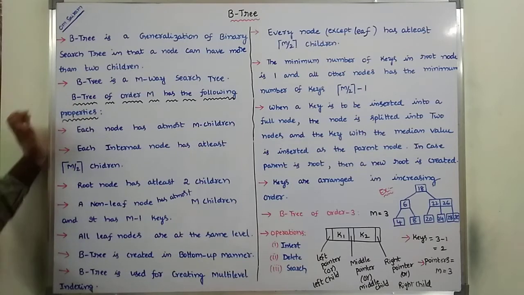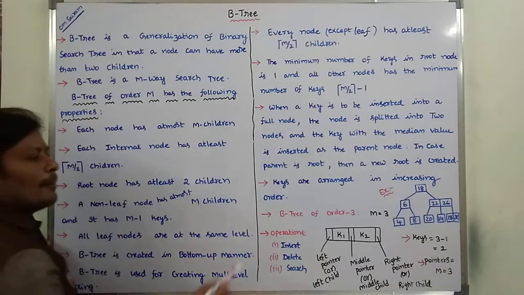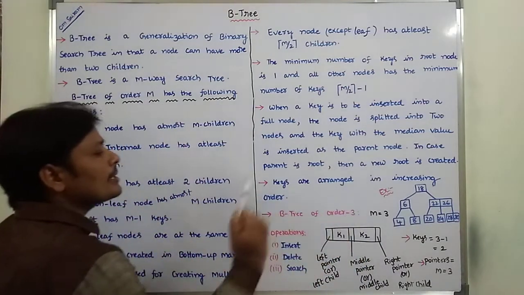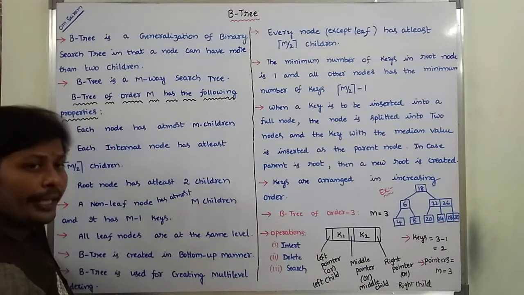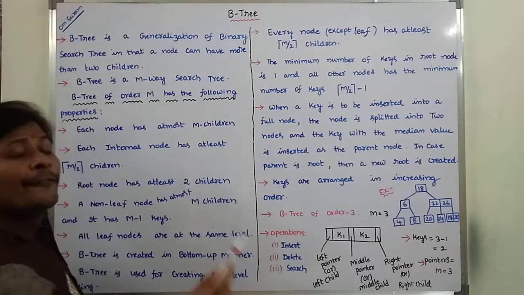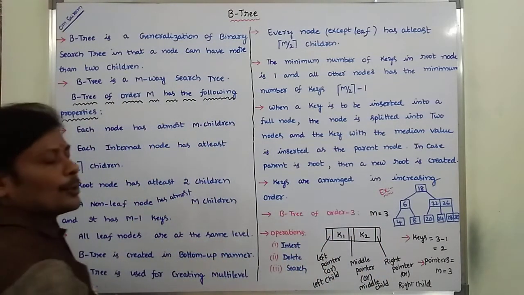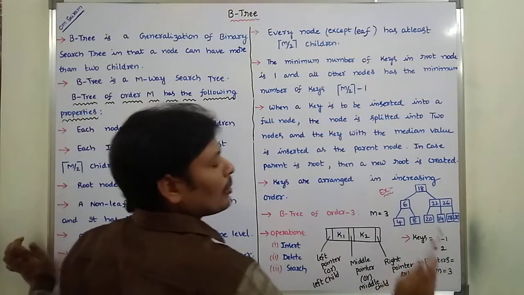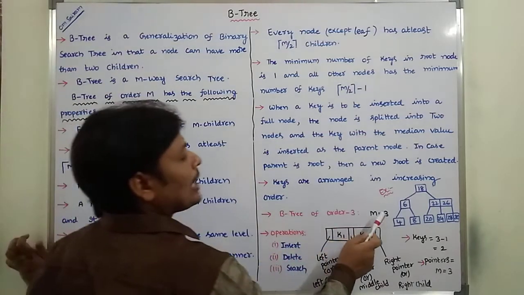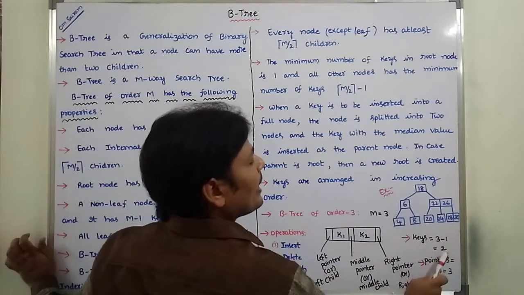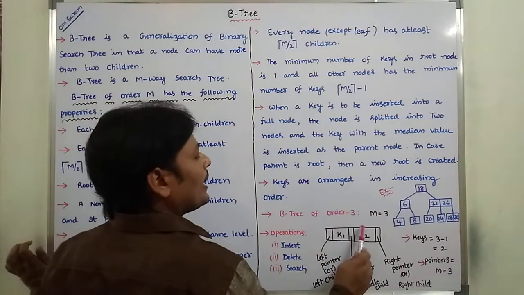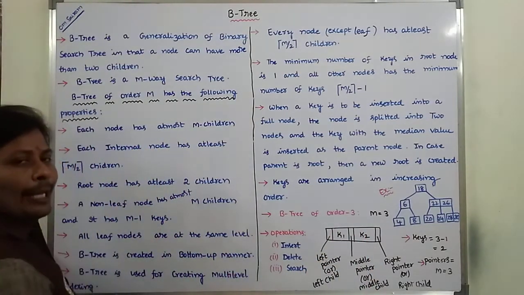B tree of order 3 means M is equal to 3. M equal to 3 means how many key elements are there? The number of key elements is M minus 1. Here the M value is 3, so 3 minus 1 is equal to 2. So here K1 and K2 are two key elements.